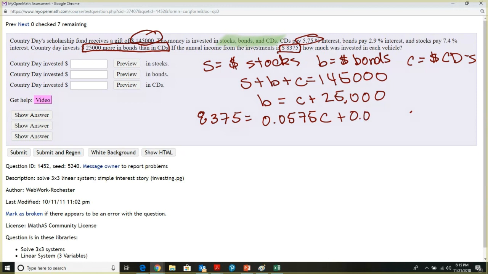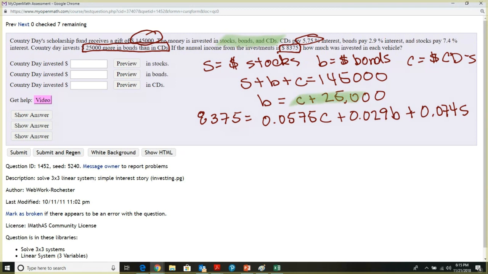Now 0.029 is what the bonds are paying out, and 0.074 is what the stocks are paying out. So now we have to put these equations together somehow. And substitution looks like it's going to be our deal here.